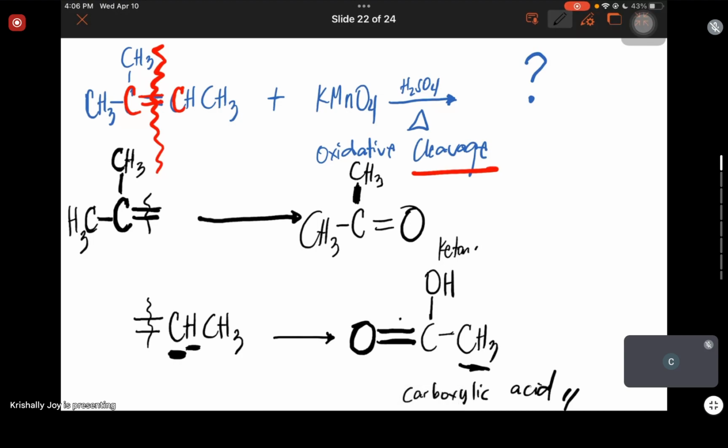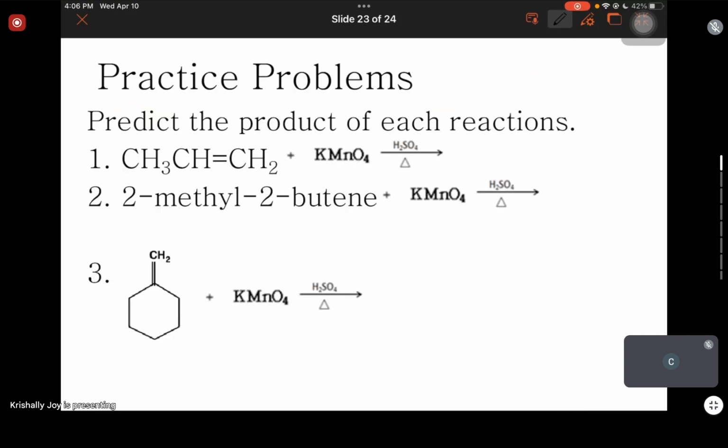So assess the class of the cleaved portion. If the carbon has an H, then that is a carboxylic acid. Make the available hydrogen an OH. Any hydrogen is prone to hydroxylation. Okay, let's have another example.